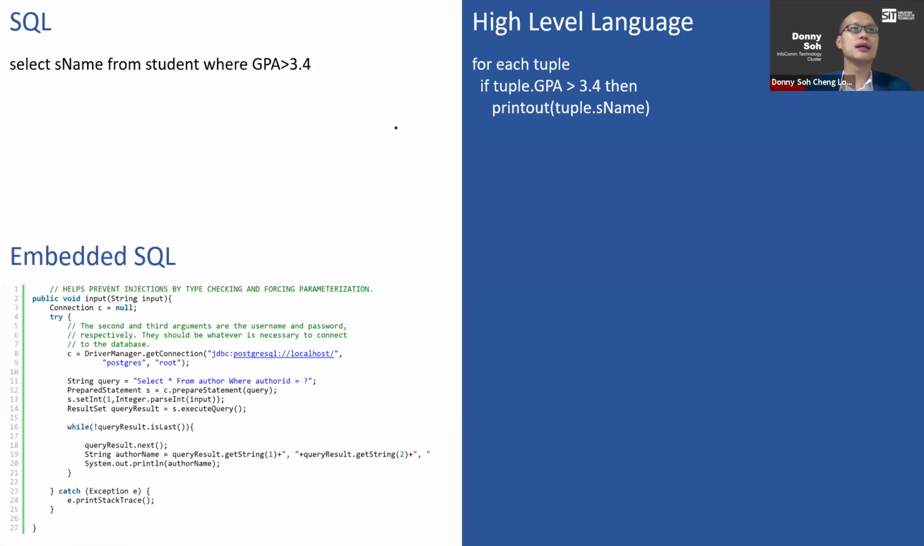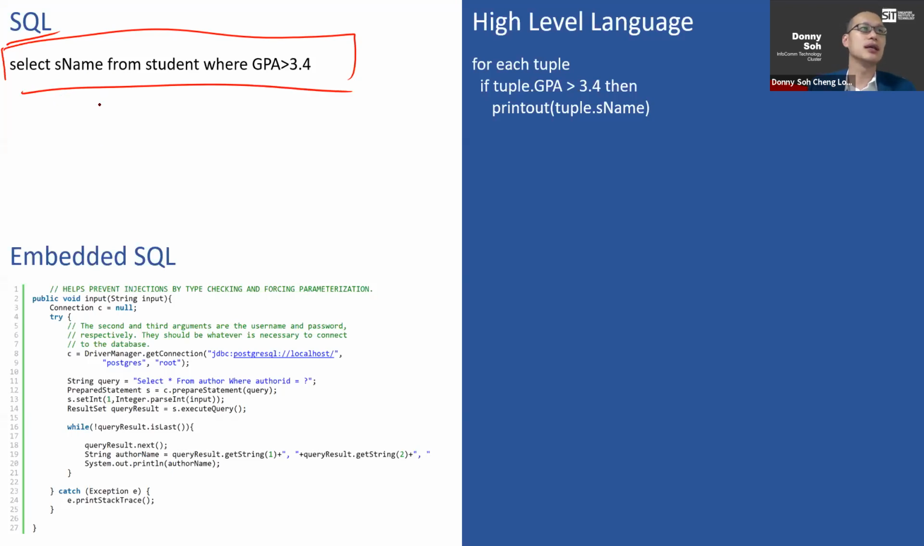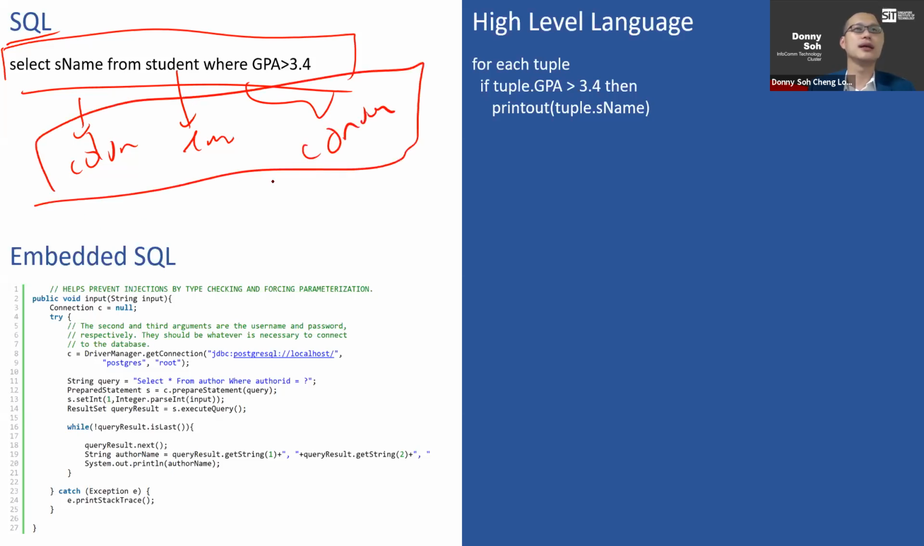So let's look at how we would be working on the data. If you look at SQL, this is a typical SQL statement. Select. We'll go through this in more detail. Select column name from table name, and this is the condition. So this is how we would typically write an SQL statement.